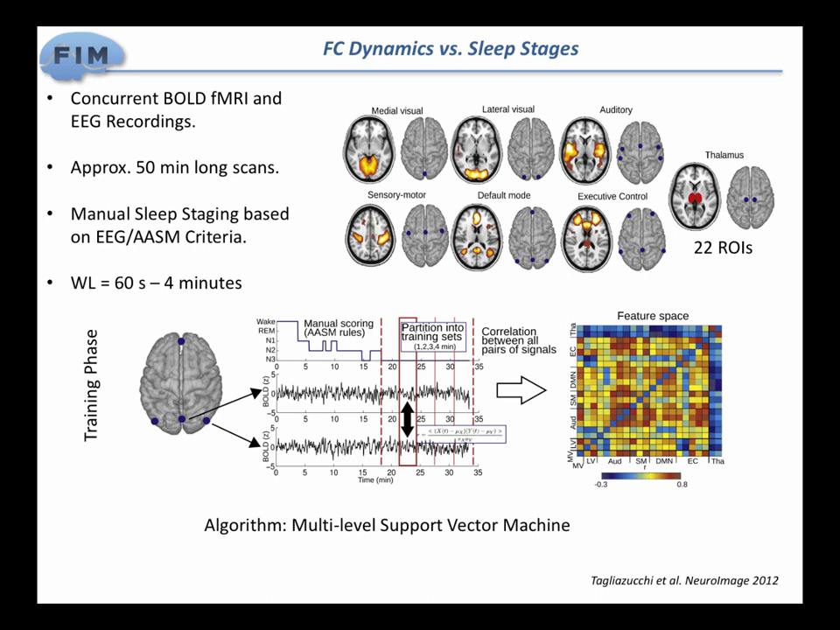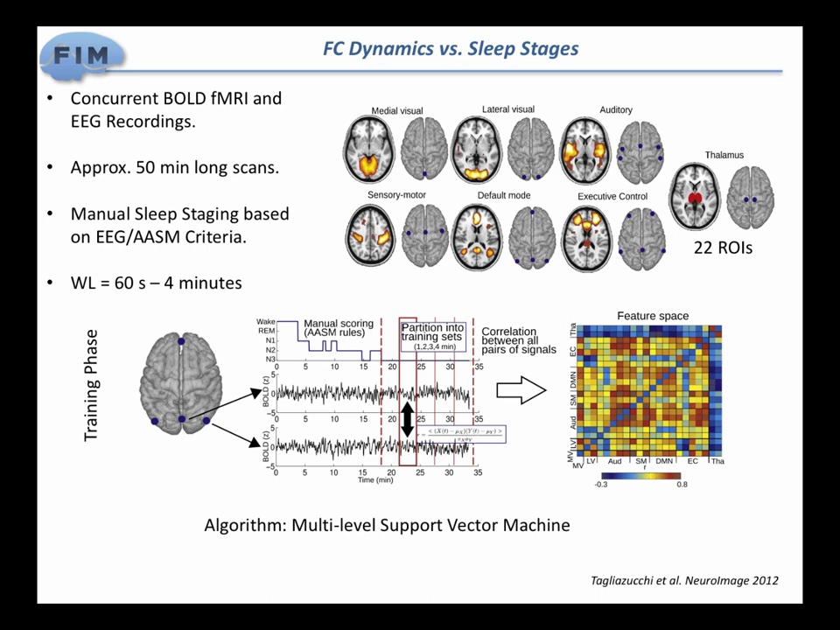The gold standard for scanning is usually having EEG recordings. So in this case, they did concurrent fMRI and EEG. They did the staging of the sleep stages based on the EEG. And with that, they trained a classifier based on a subset of the fMRI data. And they look at how well that classifier works based only on the fMRI data.